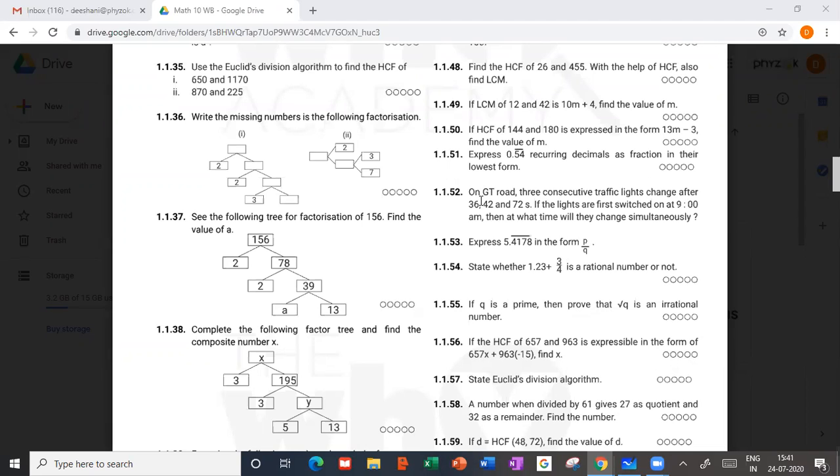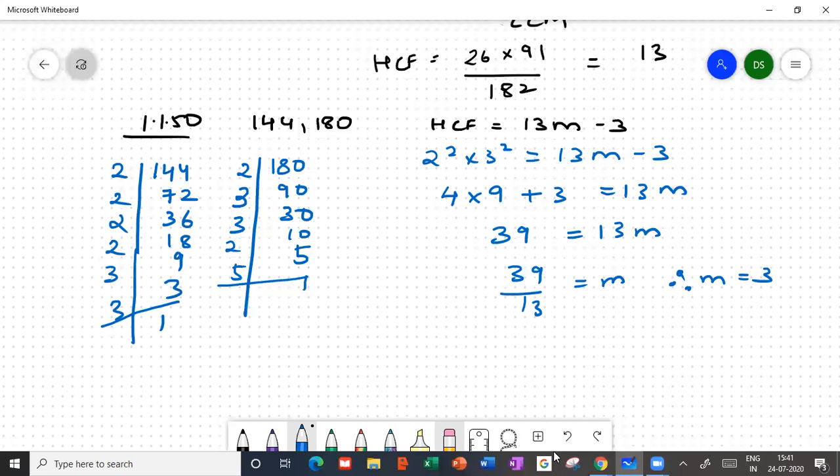Okay, should I do this question? Pratim, yeah, sure, I'll explain this one again. So basically it says that on a road, say GT road, 3 consecutive traffic lights change after, okay, so why don't I draw it here and explain it to you? Okay, the question is 52.